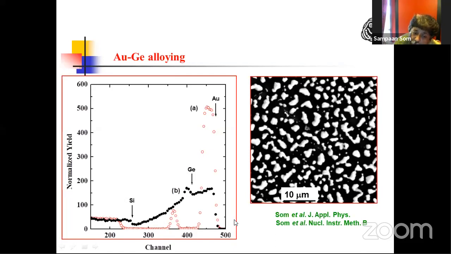Higher would be the energy, higher would be the channel number, and the higher would be the backscattering energy values. Now you see the red spectrum, that is the spectrum drawn with red symbols. They are the as-deposited film. Now this film, when it was irradiated using 120 MeV gold ions, then you get to see out of the scanning electron microscopy image that there is no continuous film.